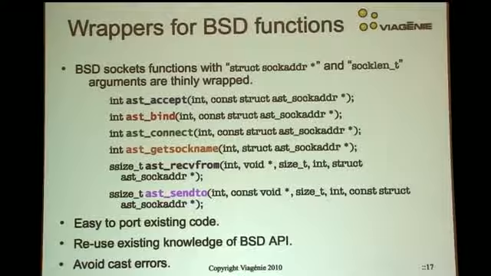Some wrappers for BSD functions that take addresses. They are really thin wrappers. We just take the members out of the address structure and pass them to the BSD function. So that makes it easy to port existing code. We just add the ast_ prefix to existing functions, and any developer out there can reuse his knowledge of BSD APIs. And why do we need that at all? It's just to avoid cast errors.